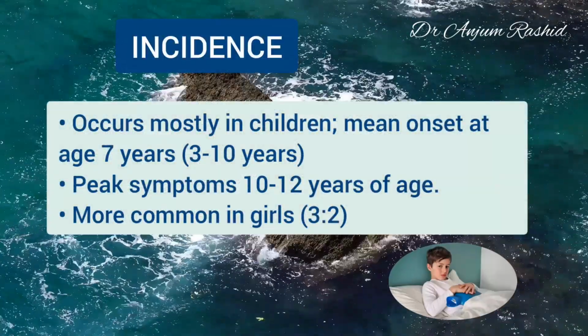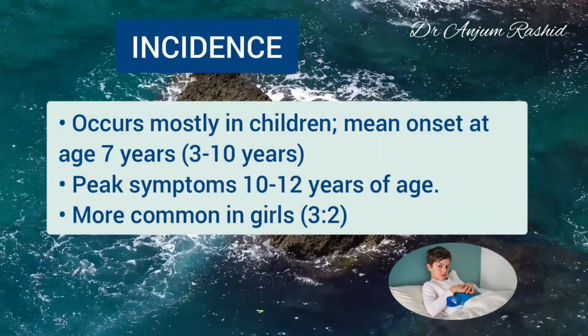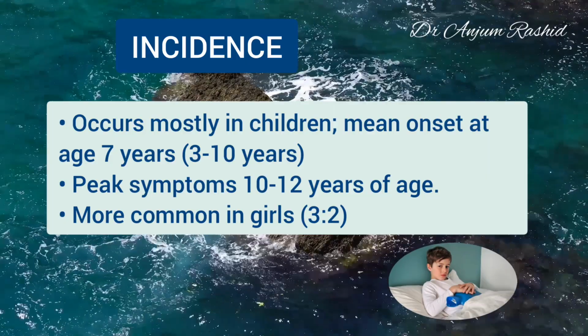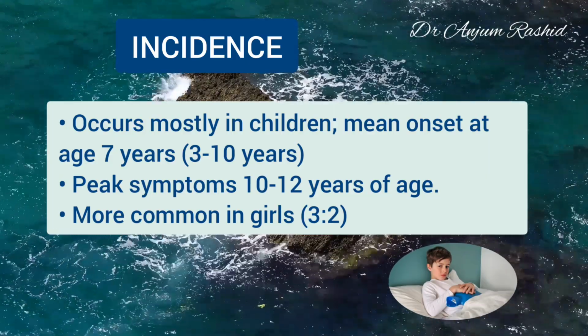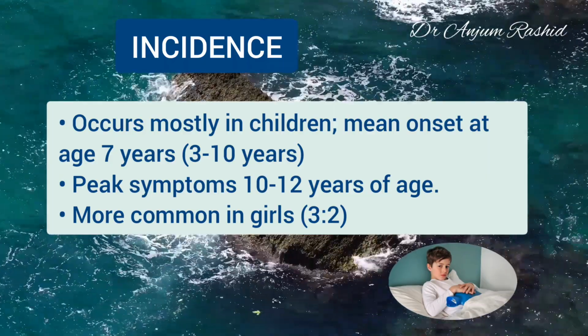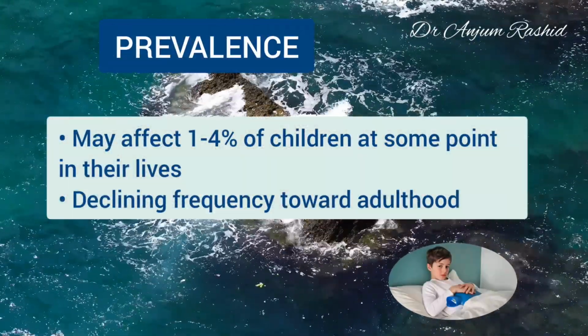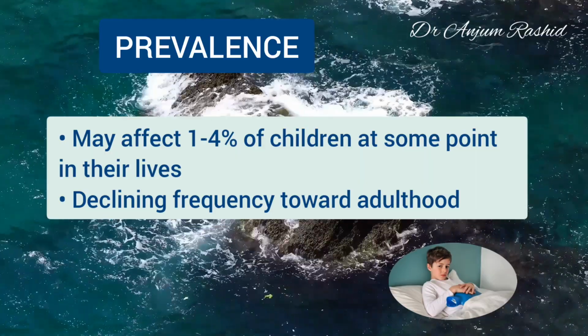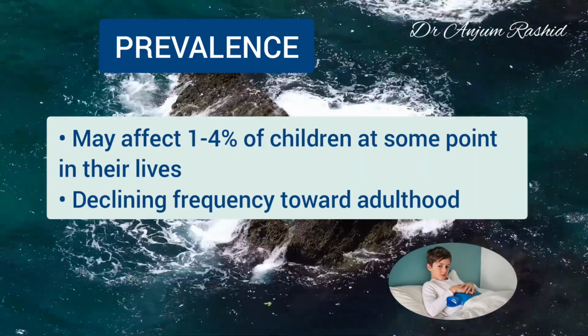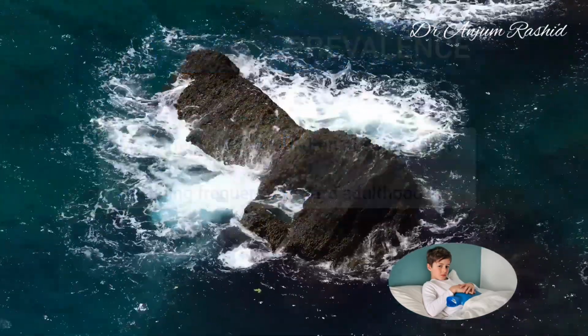It occurs mostly in children and the mean onset is at age 7 years. Peak symptoms occur around 10 to 12 years of age. It is more common in girls. It may affect as many as 1 to 4% of children at some point in their lives, and there is a declining frequency towards adulthood.